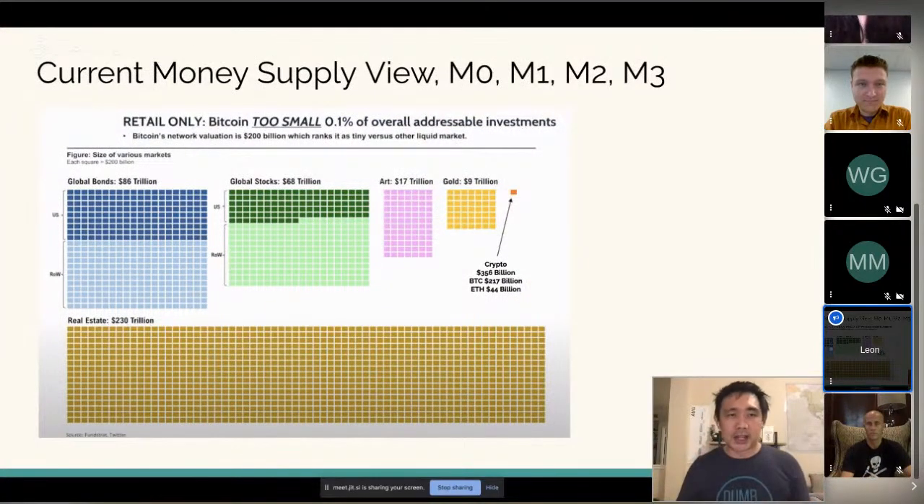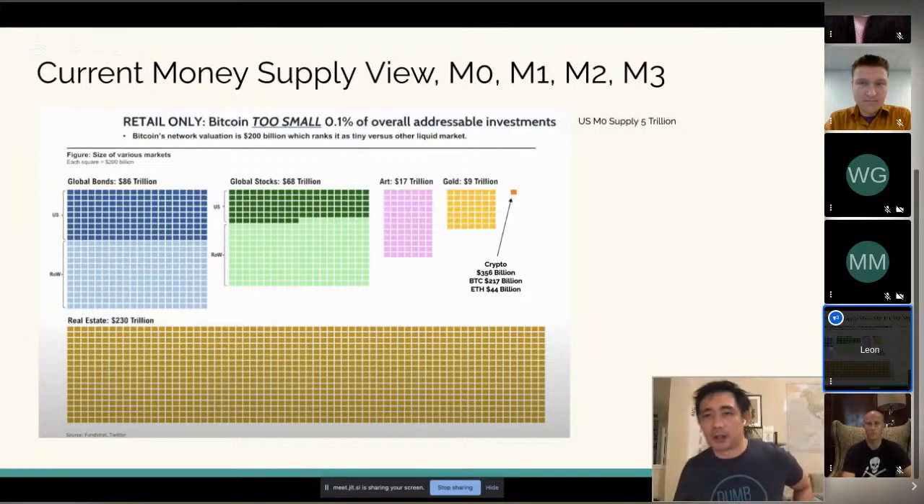And there's a quick snapshot of all the money in the world. So the money supply, the M0, M1, M2, etc. We have real estate at around 230 trillion, global bonds at 86 trillion. Art represents a $17 trillion market cap. Gold's at 9 trillion. And here, tiny old crypto is only at 56 billion, Bitcoin at 200 billion, and Ethereum just added 10 billion recently, actually, and is at 44 billion.